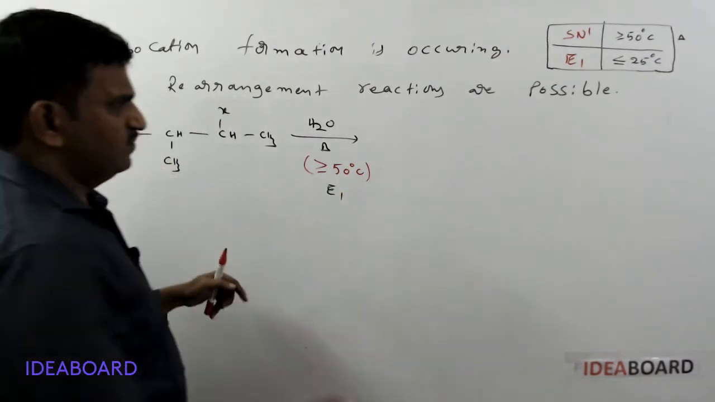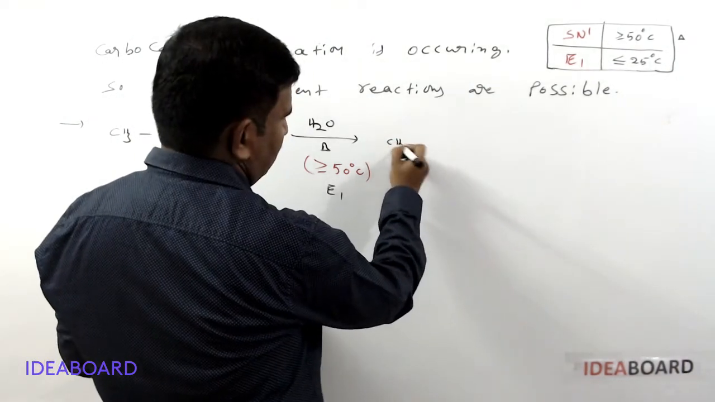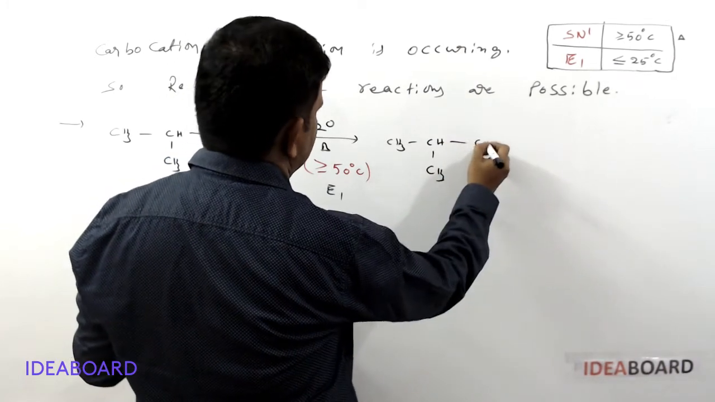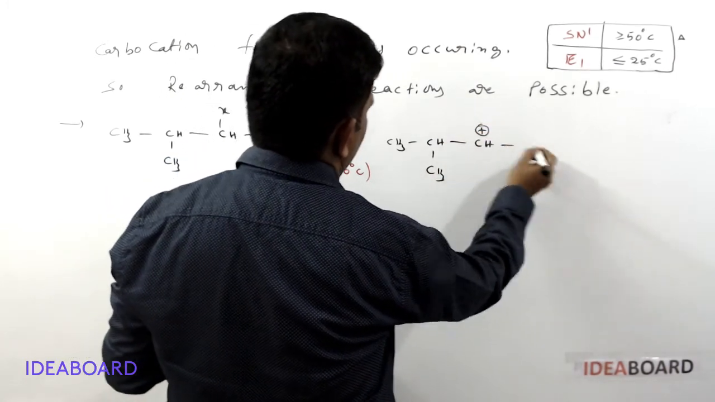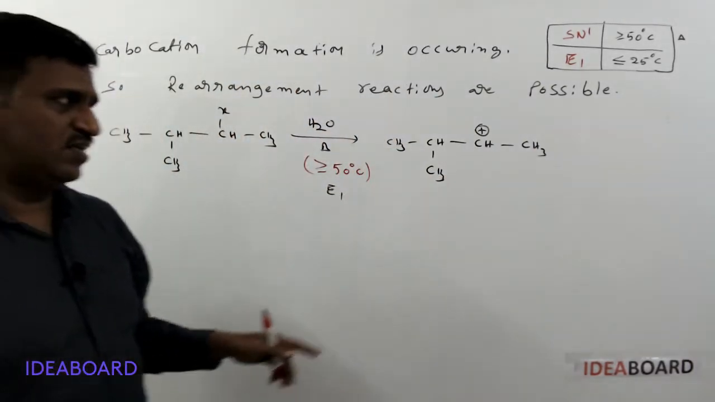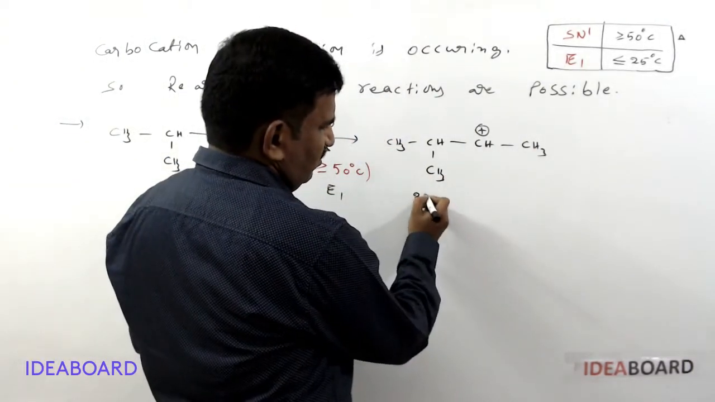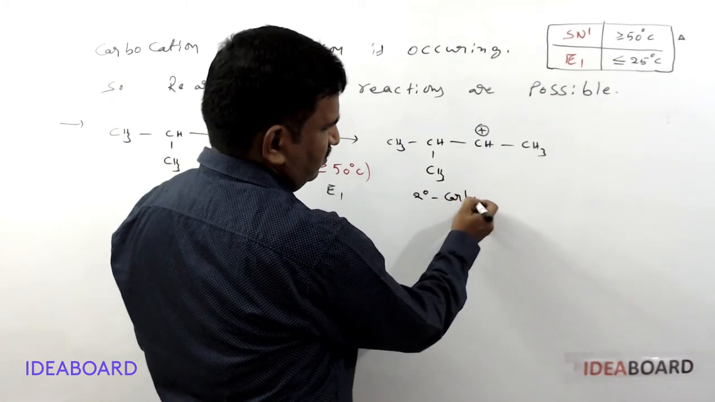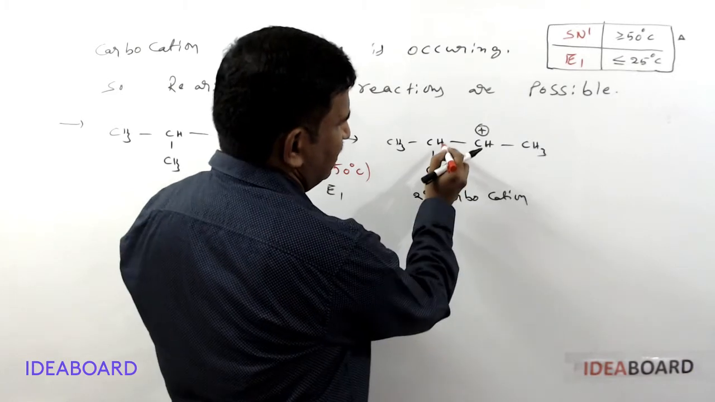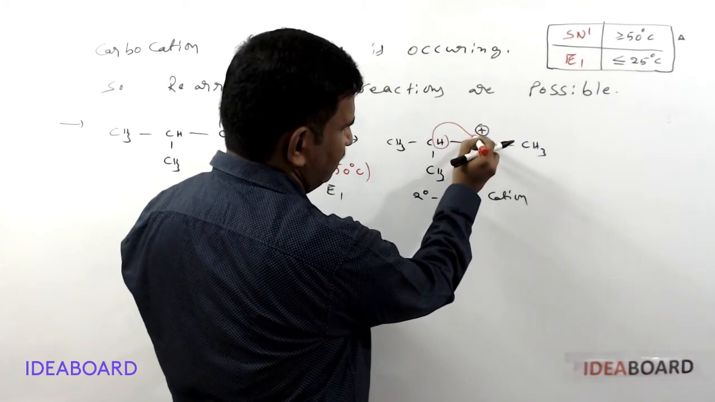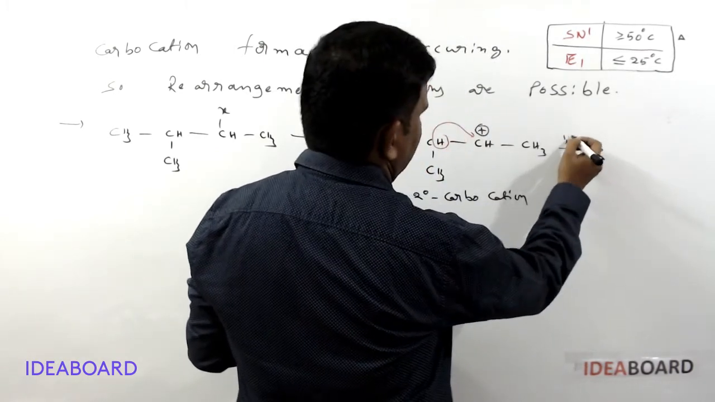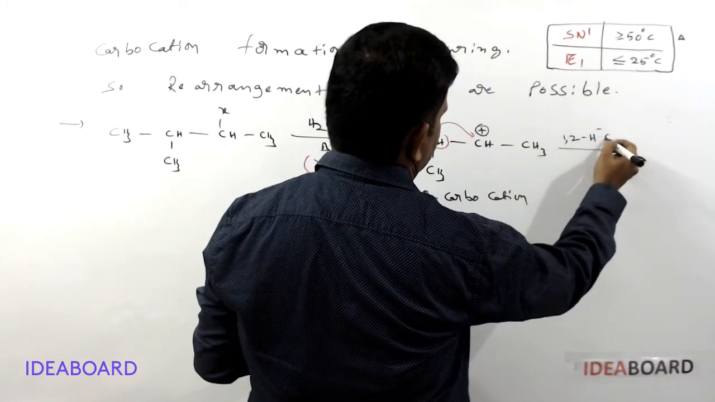E1 reaction means first what is formed? Yes, we get CH3, CH+, CH3 carbocation. That is the first step, or rate determining step. A secondary carbocation formation occurred. From the secondary carbocation formed, a hydrogen shift occurs. This hydrogen is shifting onto this carbon, and this is undergoing a 1,2 hydride shift.